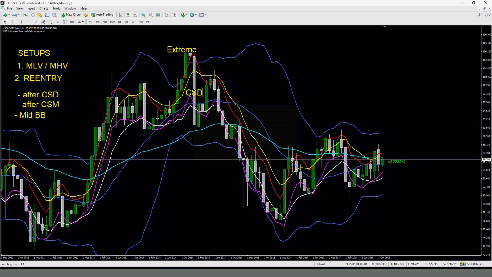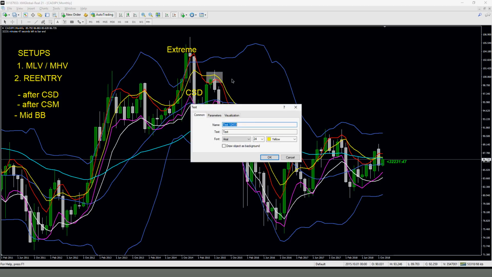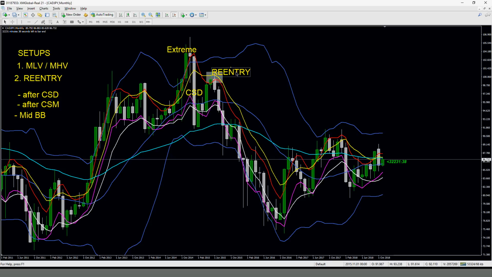The CSD is a very strong candle that breaks middle BB, so it gives you a sense of the direction where the market is trying to go. After the CSD, the market retraced back up to MA high, and this is what we call the re-entry after CSD. I hope this is straightforward for you guys.